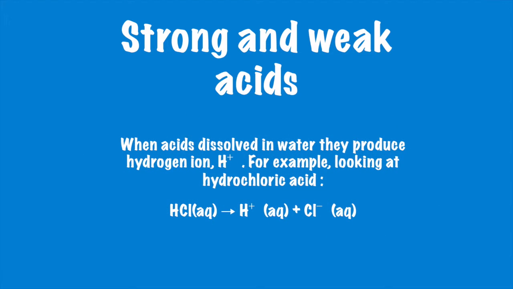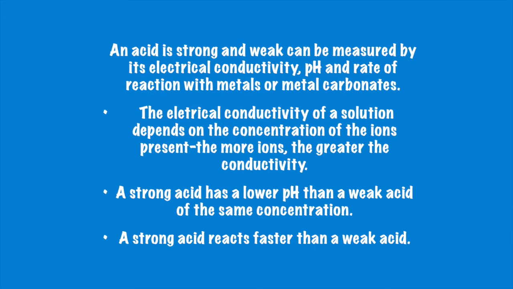When acids dissolve in water, they produce hydrogen ions. For example, hydrogen plus chlorine make hydrochloric acid. We can know whether an acid is strong or weak by measuring its electrical conductivity, pH, and rate of reaction with metals or metal carbonates.